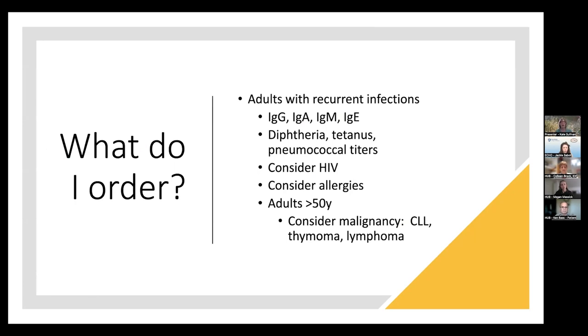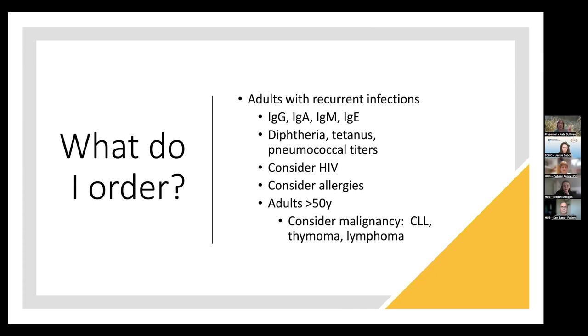We've gone through the think of it part. Now, what do I order? So adults with recurrent infections, you want to get immunoglobulins and IgG, IgA, IgM, and IgE. This is about $300 at commercial labs. It's not hugely expensive. I also always partner it with titers.